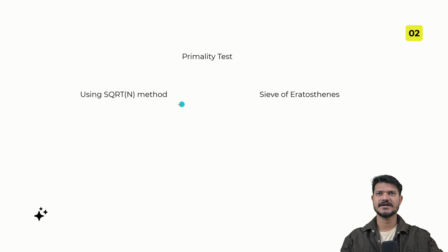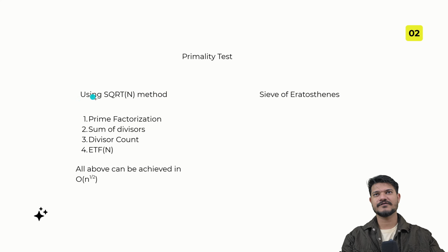First of all, primality test. There are two ways you can find whether a given number is prime or not: using the square root of n method, which takes square root of n time to find out whether a given number is prime, or you can use the sieve algorithm. Here you can only evaluate one number in square root of n time. Here you can evaluate all of the numbers in the range 1 to n in n log n time.